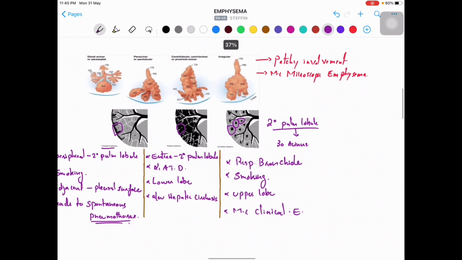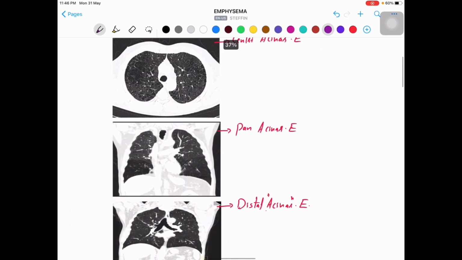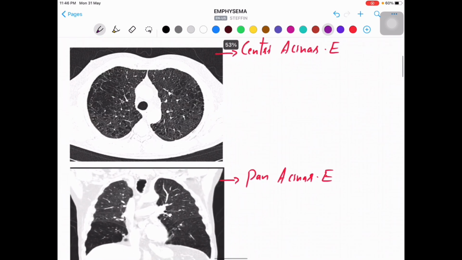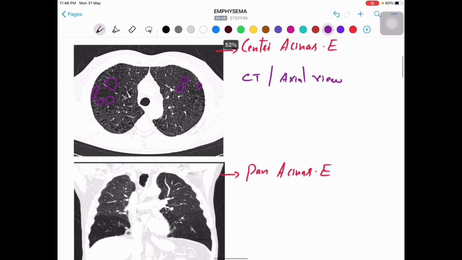So let's see some of the radiology images in emphysema. First of all, we will see centriacinar emphysema. This is an axial CT view. As you can see, there are small dark lucent areas. Do you know what lucent means? Lucent means air-filled cavities. This is how centriacinar emphysema looks.